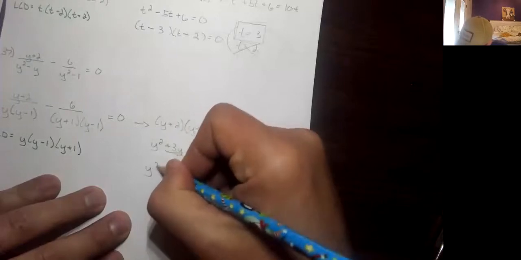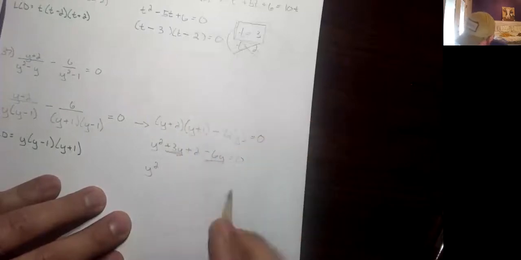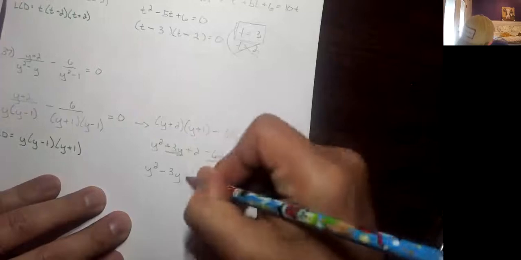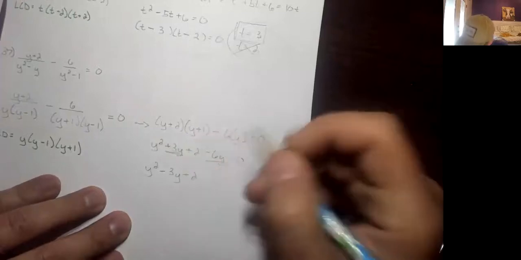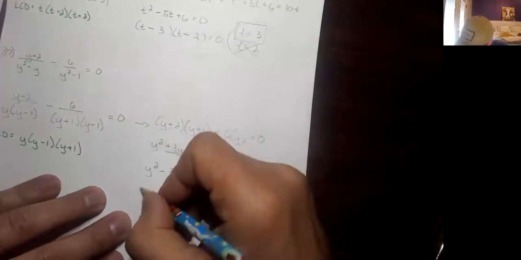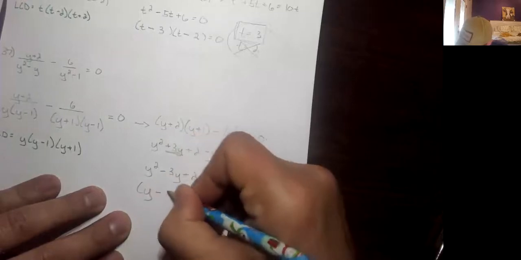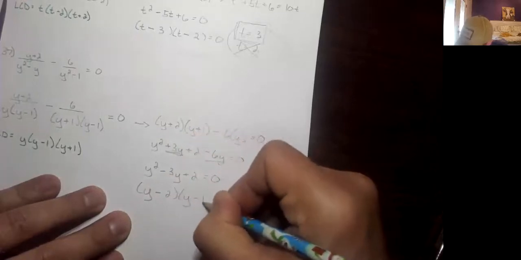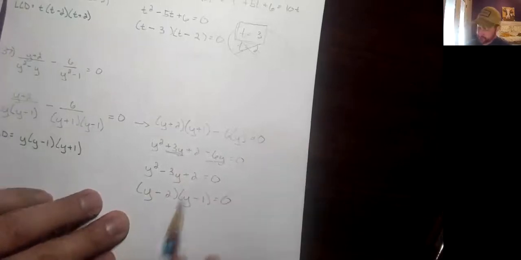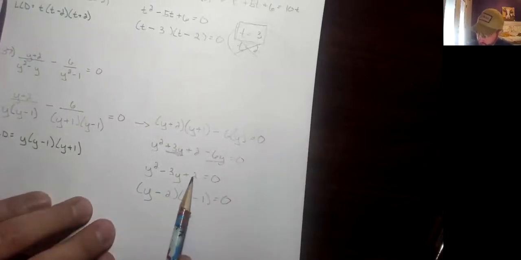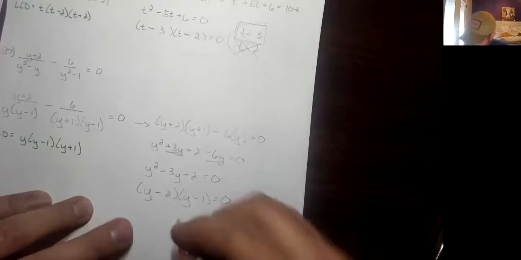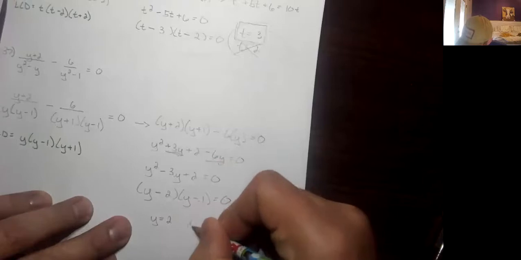Minus 6y equals 0. Okay, so now all I have to do is take care of this difference here. I have y squared. I have a 3y minus 6y. So y squared minus 3y plus 2 equals 0. And what I do is I factor, and I know that if I have a negative 2 times a negative 1, I get a positive 2, and that would give me negative 1y, negative 2y, negative 3y. My possible solutions, y equals 2, y equals 1.